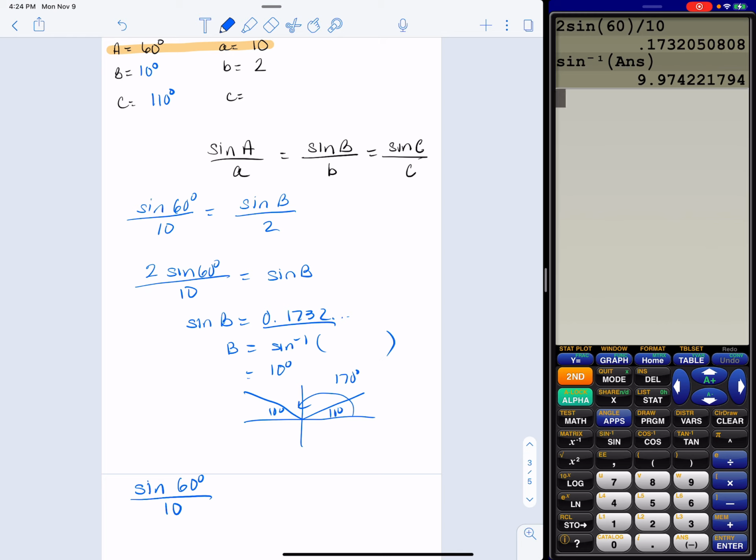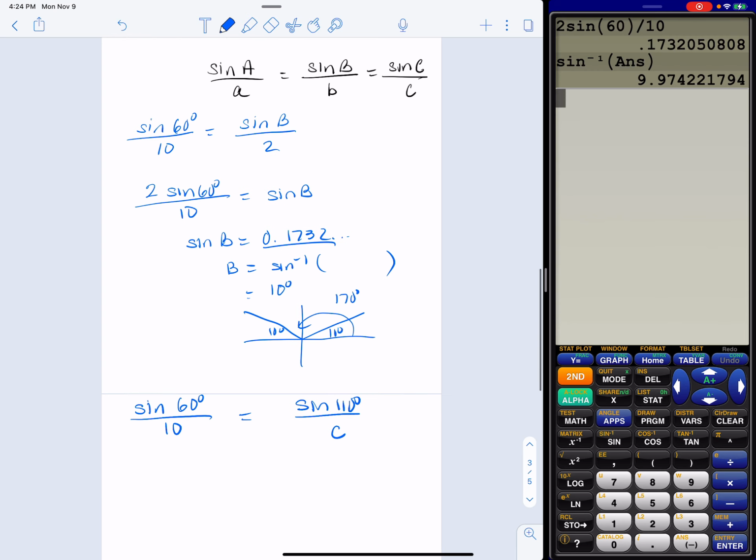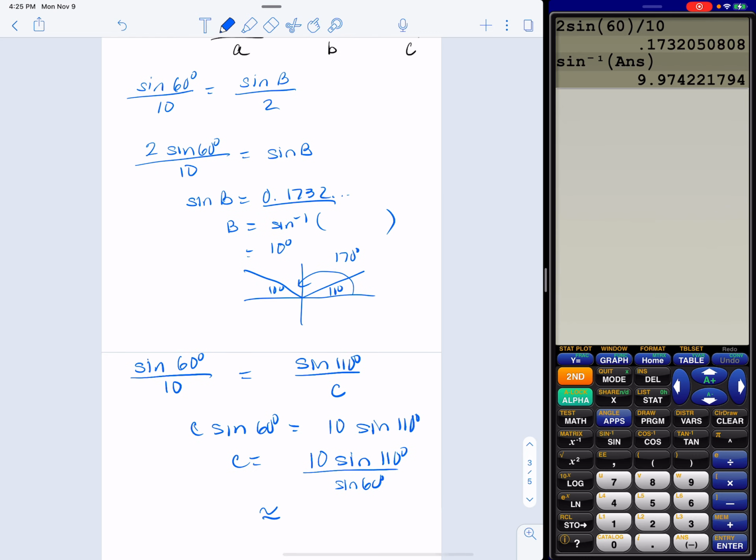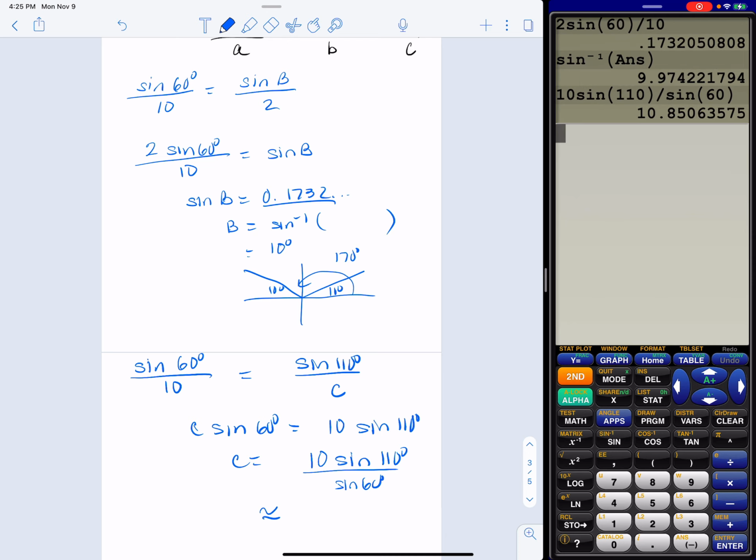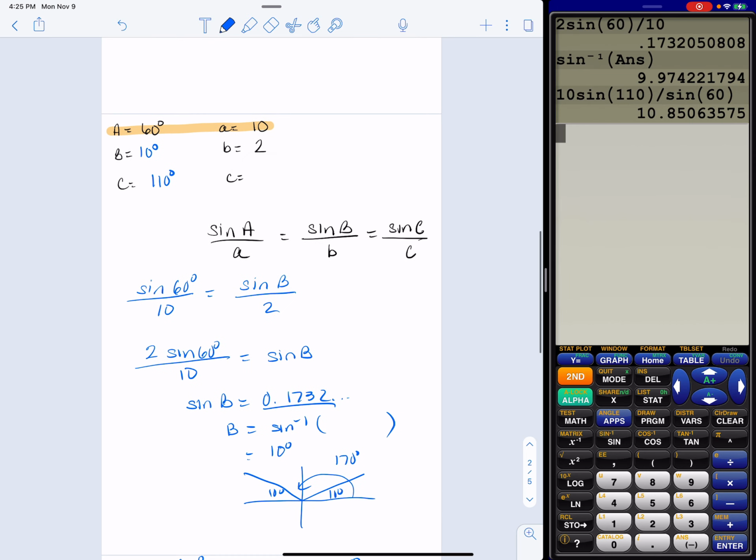So sine of 60 over 10 is equal to the sine of 110 over C. Cross multiply: C sine 60 is equal to 10 sine 110. And that means C is equal to 10 sine 110 over the sine of 60. And we'll round that off to the nearest tenth. 10 sine 110 divided by the sine of 60. And we have 10.9. So that is the unknown side.